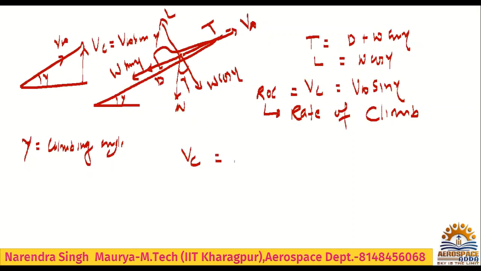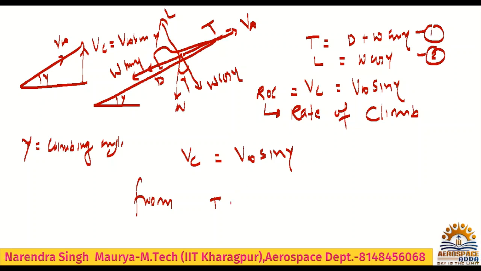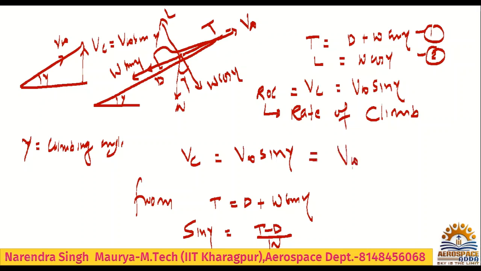So what is the VC? V infinity sin gamma. This VC we need to calculate from equation 1 and equation 2, from T is equal to D plus W sin gamma. Why am I writing this equation? Because I need sin gamma. What will be sin gamma? Thrust minus drag divided by W. Yes or no? You can write V infinity sin gamma is nothing but V infinity times thrust minus drag divided by weight.